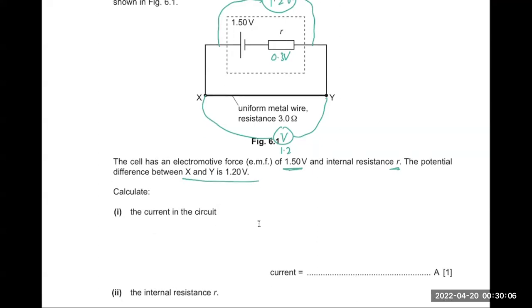Okay, we'll see if they ask you that. Calculate the current in the circuit. Now, for this wire, you have the resistance, you have the potential difference. You need to find out the current. You'll say V is equal to IR, V is 1.2, current is unknown, the resistance is 3. The answer comes out to be 0.4 amps.